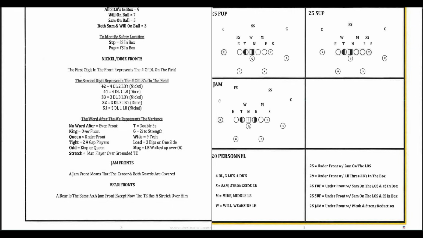And then you've got your mug, where the linebackers walk up over the center, which we'll see on some of these fronts. Then you've got jam fronts, where both the center and both guards are covered. And then you have a bear, which is the same as a jam front, except now the tight end has a stretch over him. The stretch is a man player over a grounded tight end.